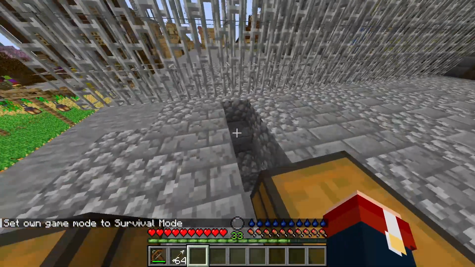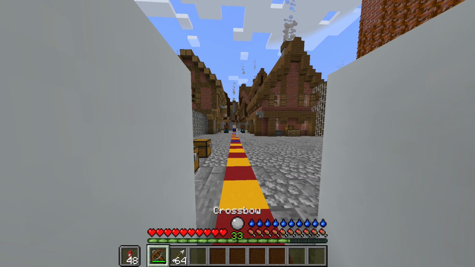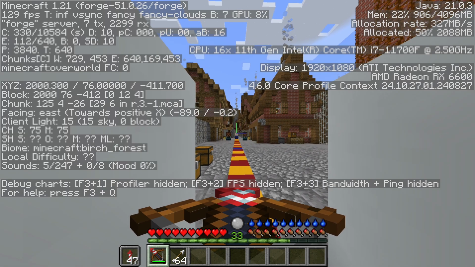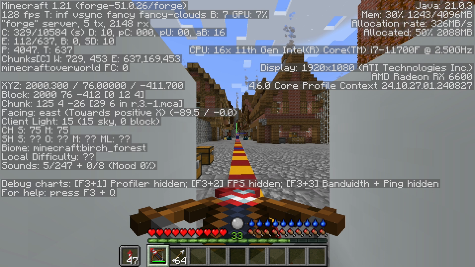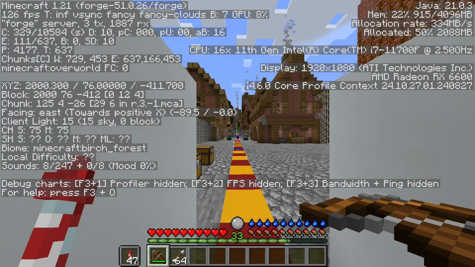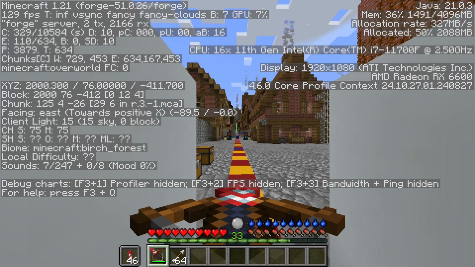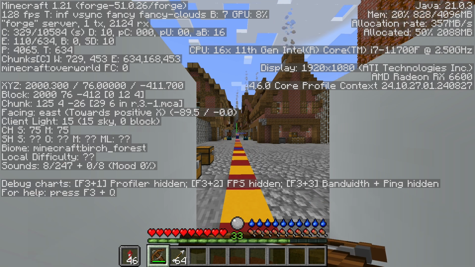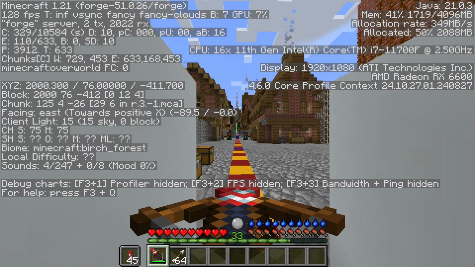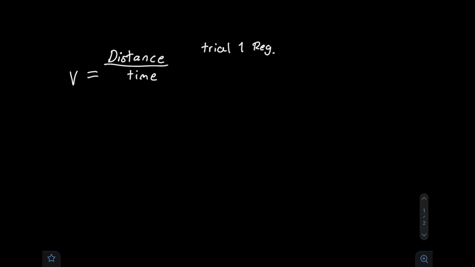But now for fun, I'll be switching out my projectile from an arrow to a firework. On this first attempt, it took the explosive 1.02 seconds to travel the full 30 meters. On my second attempt, it took 1 second to travel the full 30 meters. And on my final attempt, it took 1.04 seconds to travel the full 30 meters. Now for the fun part, math.